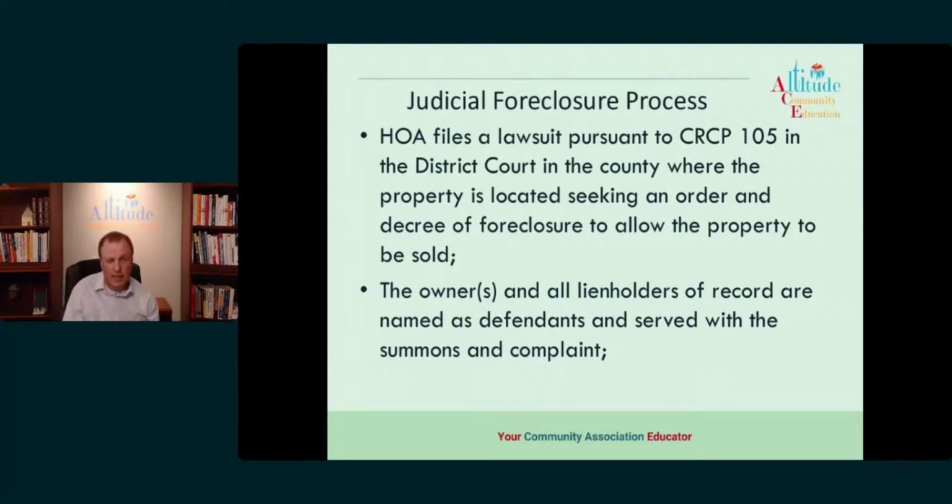Again, this is what the HOA has to go through. This is not what the bank has to go through. So the HOA will file a lawsuit pursuant to CRCP, which is the Colorado Rules of Civil Procedure, Rule 105. This is going to be a district court action. So foreclosures, unlike your typical collections case, which is going to be done in a county court, are going to be done in district court.